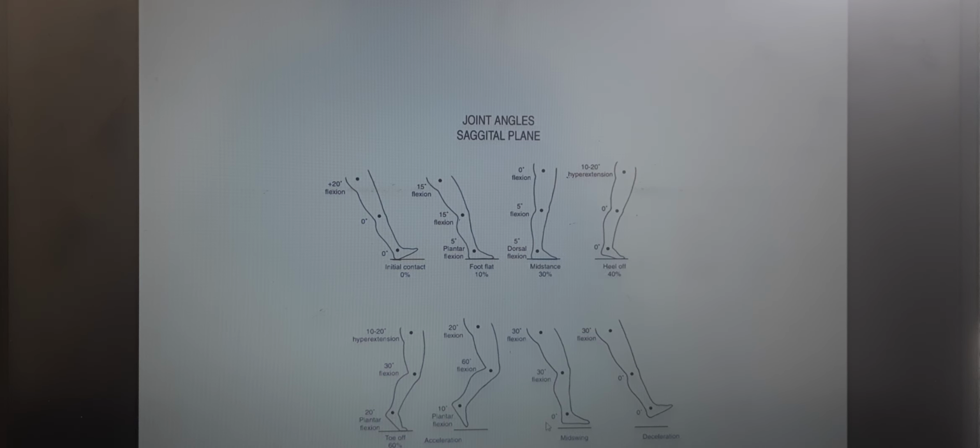Next is the mid swing phase. There is increased flexion of the hip joint and decreased flexion of the knee joint compared to the acceleration phase. And there is 0 degrees of plantar flexion, meaning the neutral position of the foot. During the deceleration phase, there is increased hip flexion, by 30 degrees, and 0 degrees of knee and ankle.